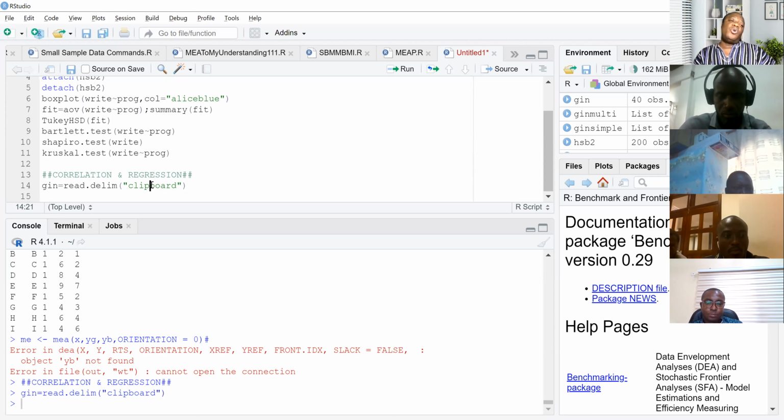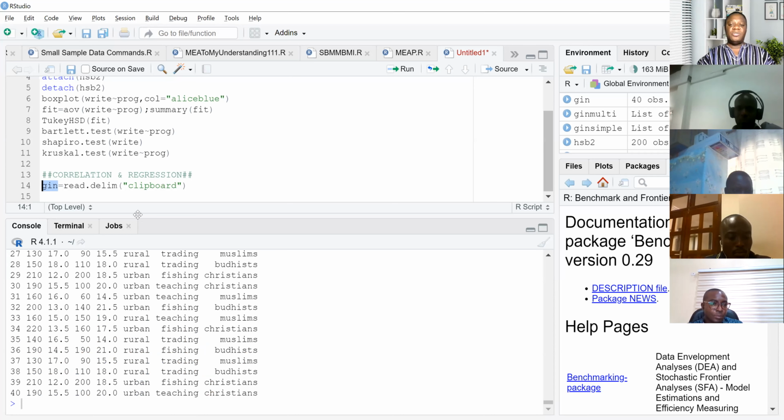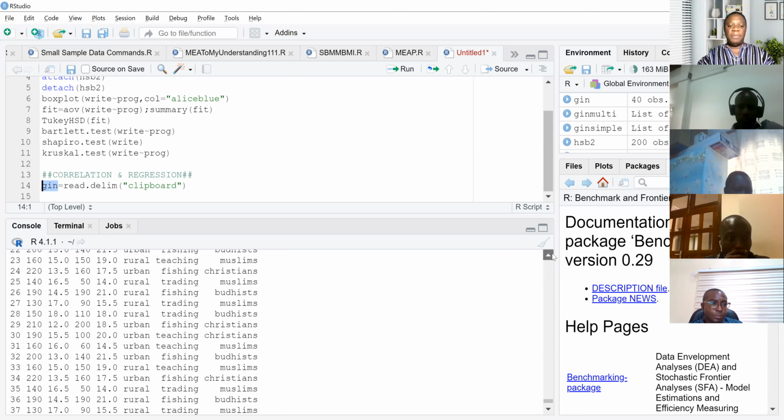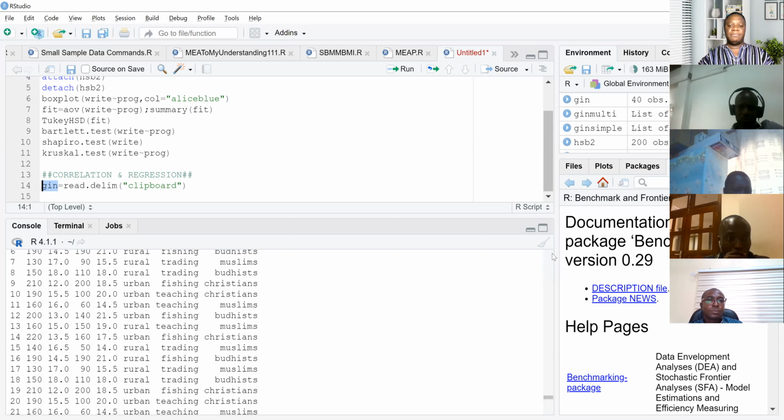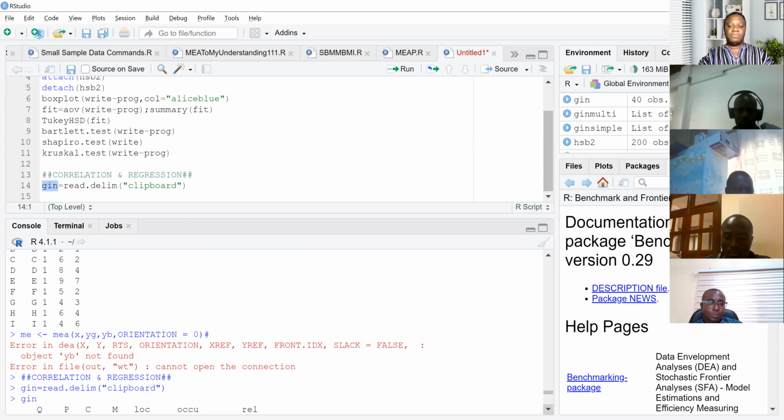Now, you will not know whether you are right or wrong, except when you go and highlight the data. So go and highlight the jin command, just as I am highlighting. Highlight it and run it, just the jin alone. Once you do that, you see the data now popping in the console down there. Beautifully popping in the console.